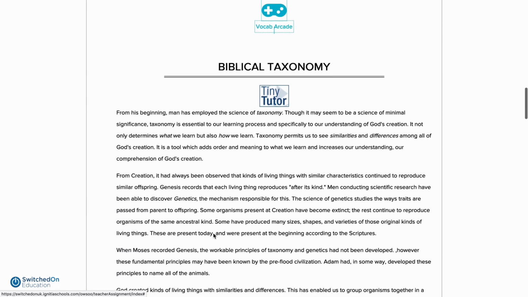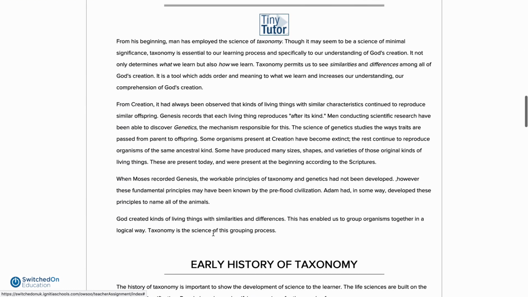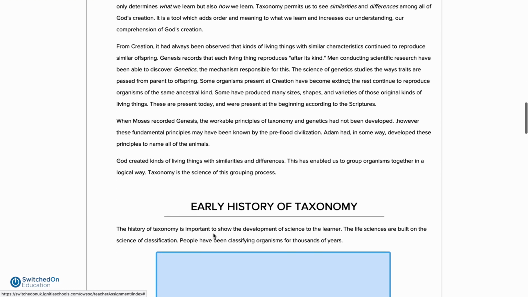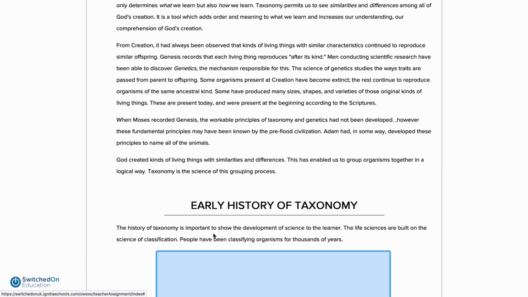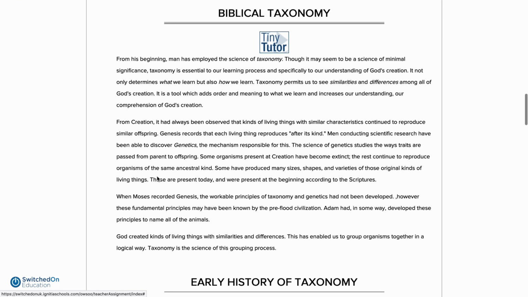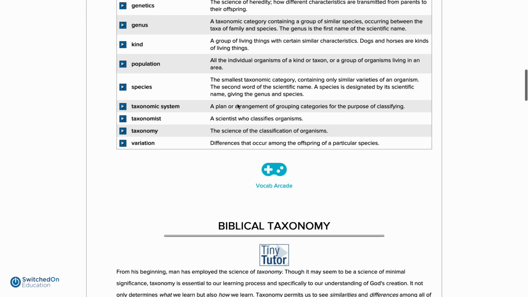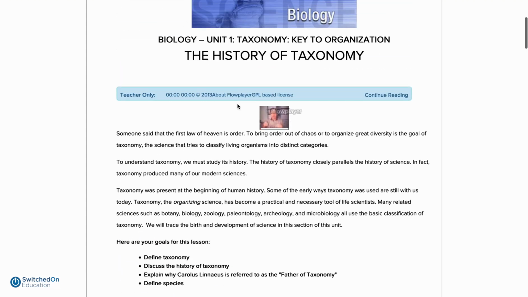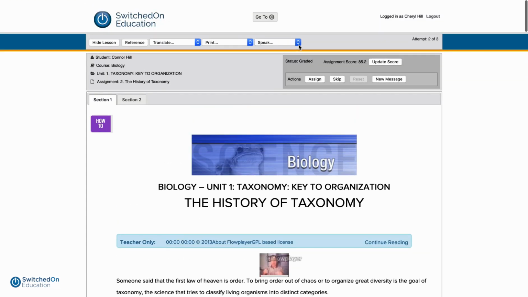So if we continue into the lesson on biblical taxonomy, you will see there's some script and there's some more features here within that script. Let me just show you some of those features. We're going to highlight this section of the lesson, and we're going to go up to the voice. So we're going to choose a voice.